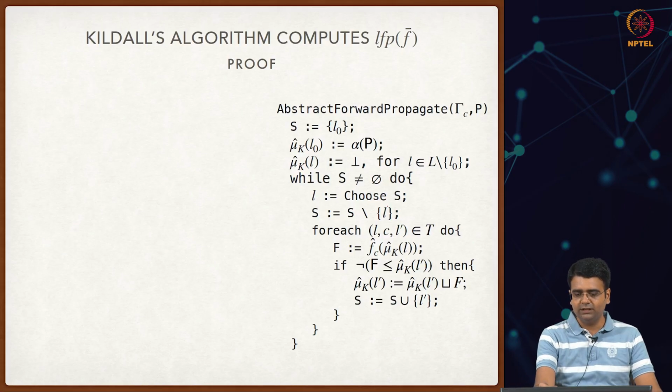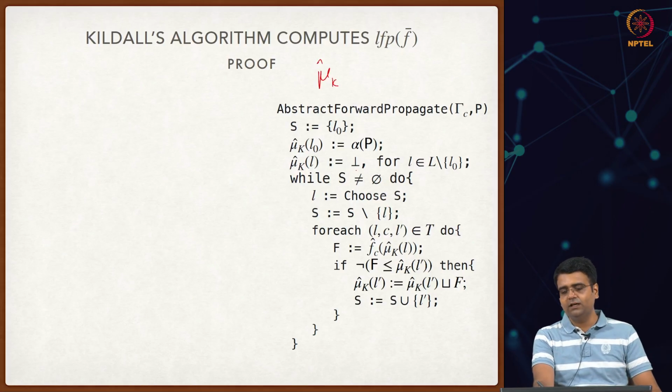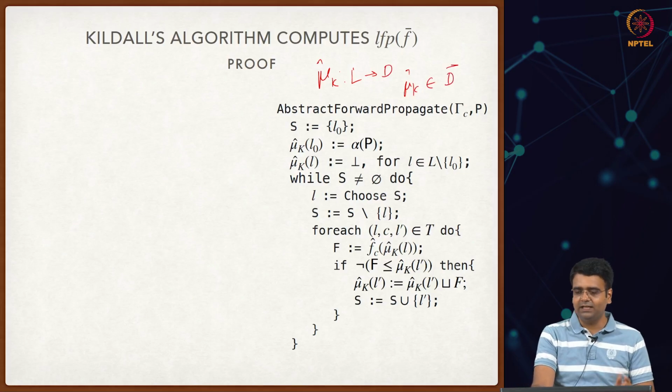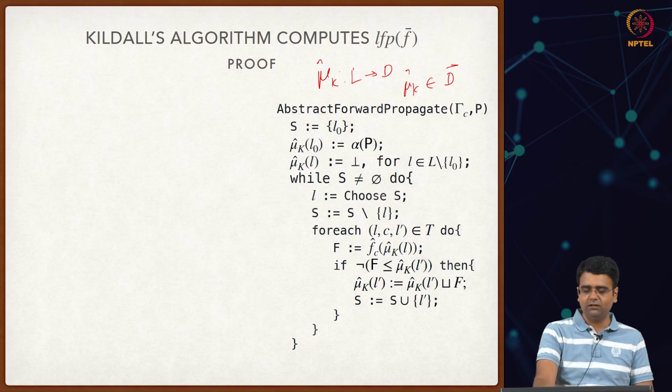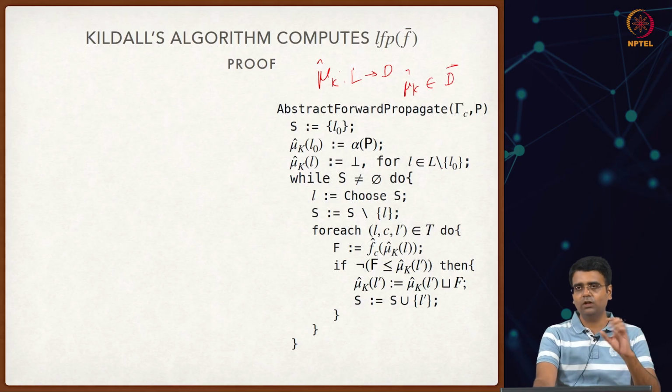So our goal is to show that this mu hat k is a map from locations to abstract values, and we can view this mu hat k as a vector as well. In that sense, this mu hat k belongs to the vectorized lattice, where each element of this lattice is a vector whose number of elements is the number of program locations. So for every program location there is one element which corresponds to the abstract value of that location. So it's nothing but this mu hat k.